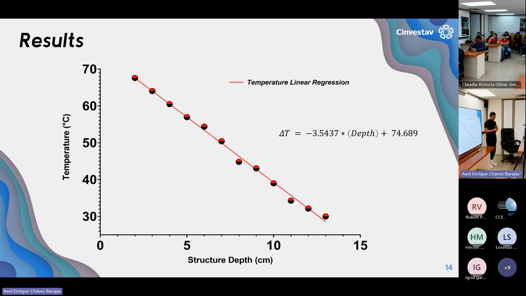Can you go back to slide 13, please? How does this effect in the walls affect? Because, well, ideally, it should be flat. But it's not. So how does it affect? Because it's not the same. The right part or the left?